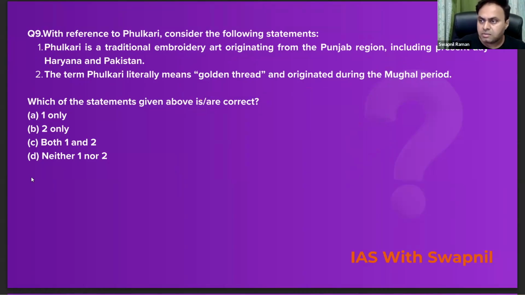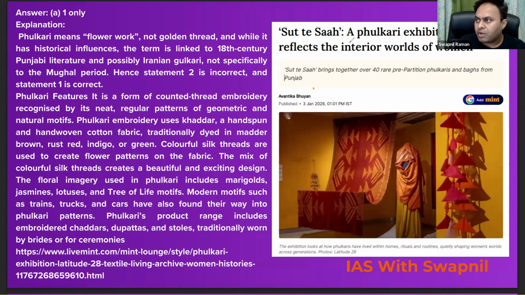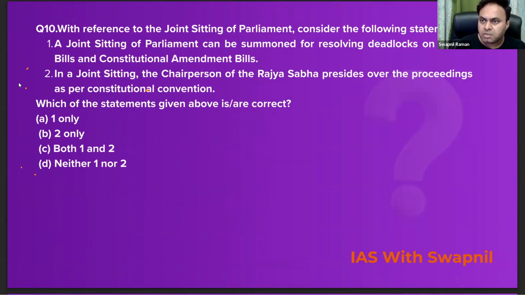यहाँ देखिएगा why we picked up this question. There is a strong reason. So you can see here. So recently an article was published on this embroidery, the Fulkari exhibition that reflects the interior world of the women. Clear? So Fulkari means the flower work, not the golden thread. And while it has historical influences, the term is linked to the 18th century Punjabi literature and possibly the Iranian Gulkari, not specifically to the Mughal period. Clear? Now let's move on to the next question, question number 10.